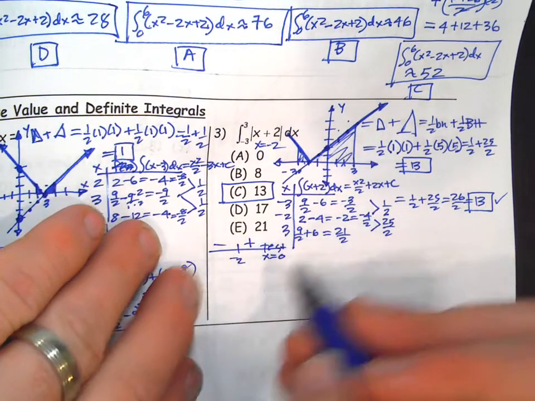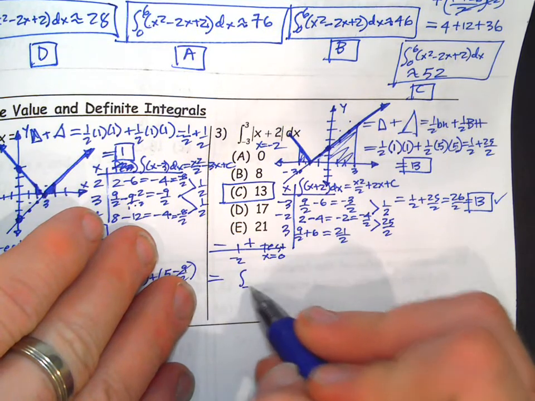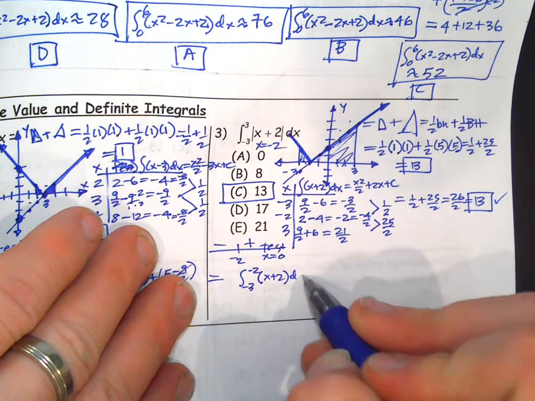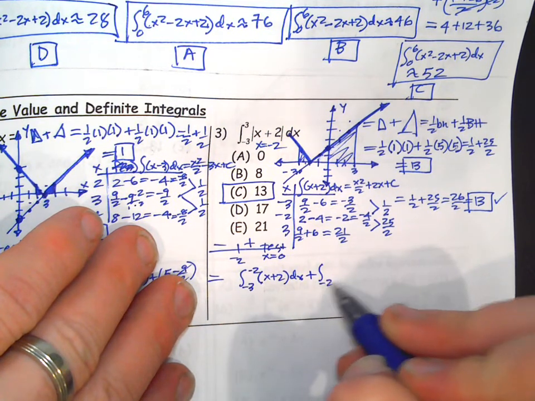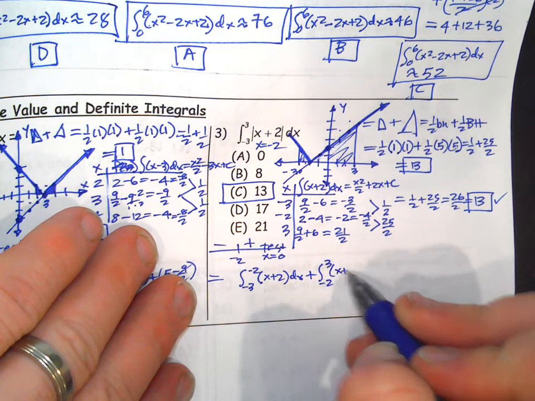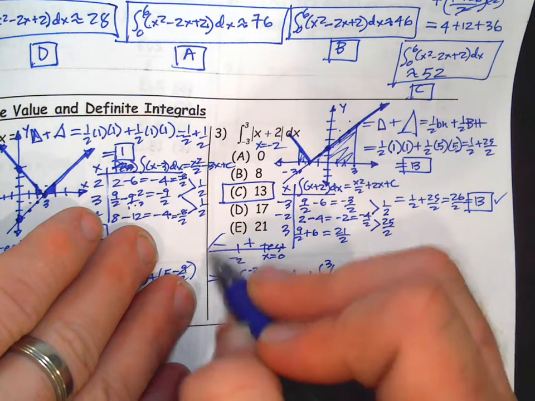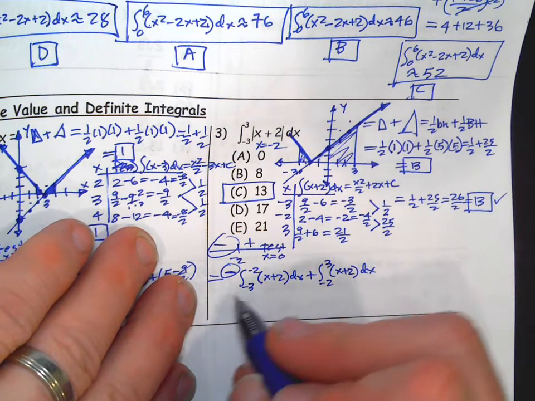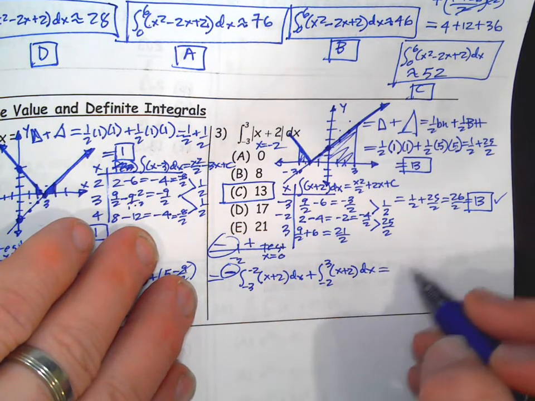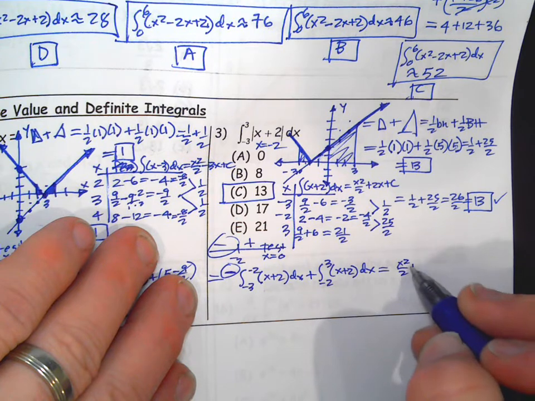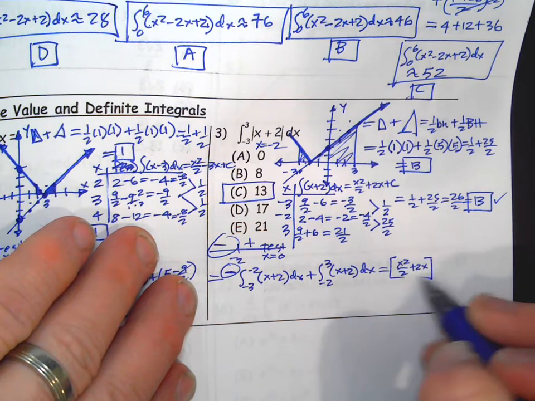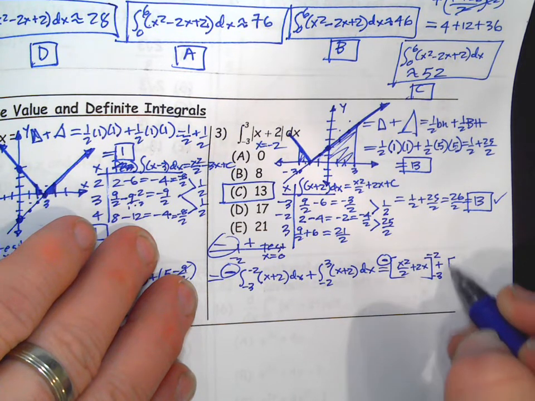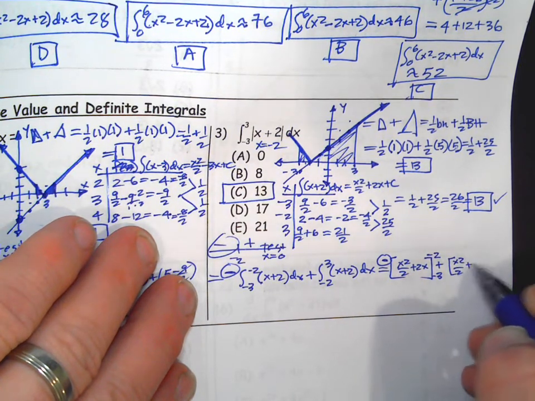positive, negative. You rewrite it, negative 3 to negative 2, drop the absolute values. And then negative 2 to positive 3, drop the absolute values. And the negative part, you've got to fix it with an extra negative in front, force it to be positive. So then you're going to get x squared over 2 plus 2x. Don't forget the extra negative. And x squared over 2 plus 2x.